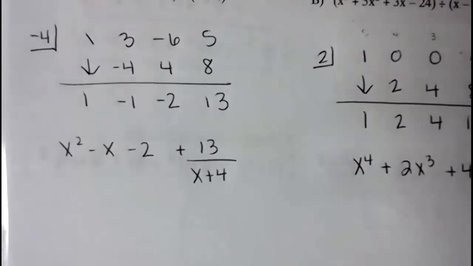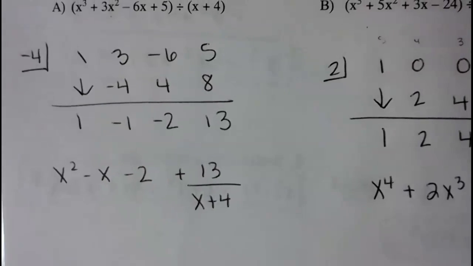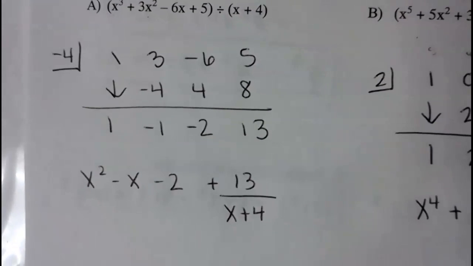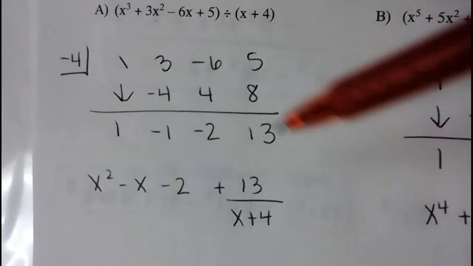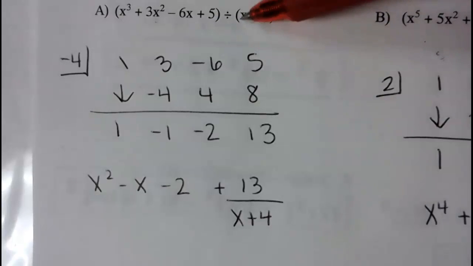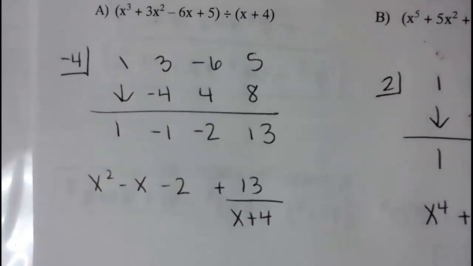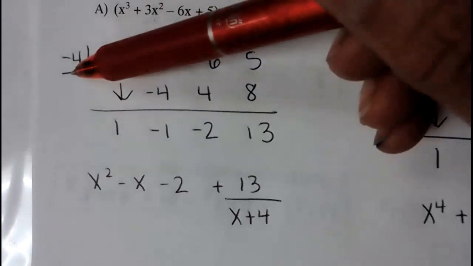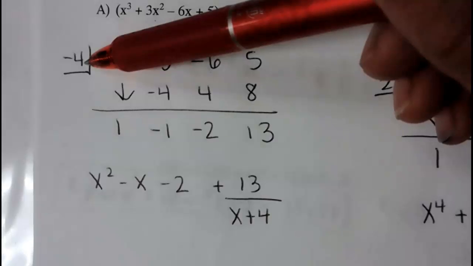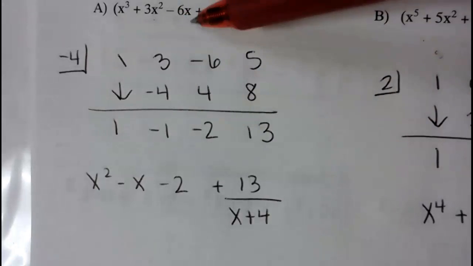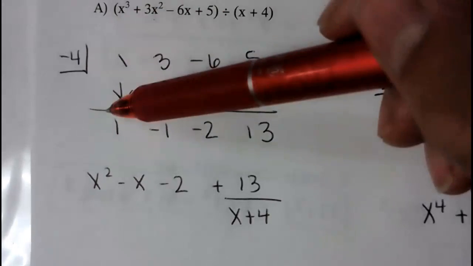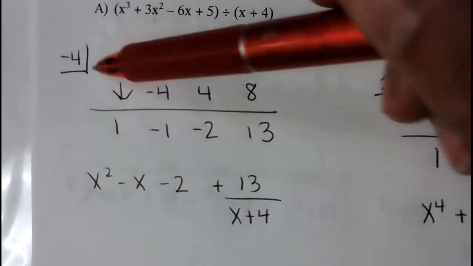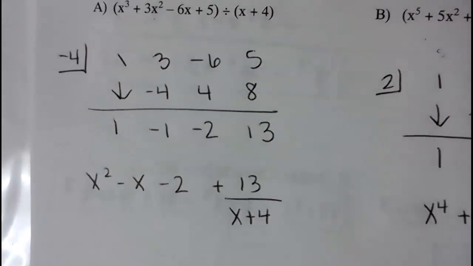Okay, and then we have synthetic. Remember, synthetic is special. It only works in certain cases. So the value on the x has to be a 1 in order to be able to use synthetic. So in this case, you take the opposite of the factor, so it's -4. And then you perform synthetic, bring down the first, multiply, add, etc.